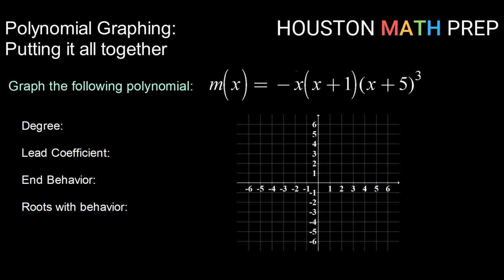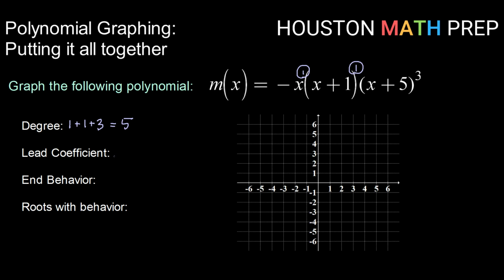When our polynomial is in factored form, we're going to start finding our degree by adding up all of the powers of our factors. So in this case, the power of my factor of x is 1, plus the power of my factor of x plus 1 is 1, and the power from my factor of x plus 5 is 3. So 1 plus 1 plus 3 is 5. So my overall degree is 5.